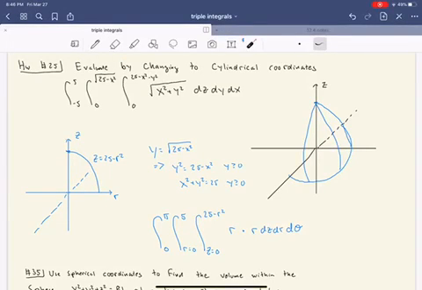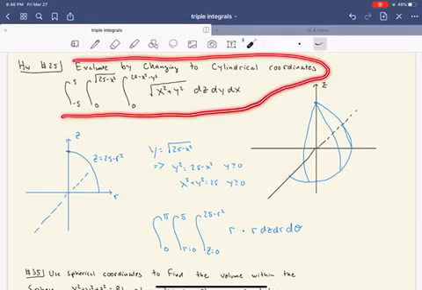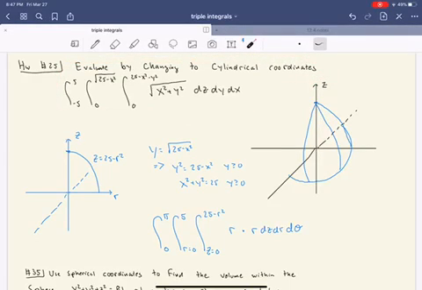All right. Next, we're going to do another one with cylindrical coordinates. We're going to evaluate this integral by changing to cylindrical coordinates. Right now, it's written in Cartesian coordinates, and you've got these boundaries. Really the problem is, how do we interpret these boundaries?